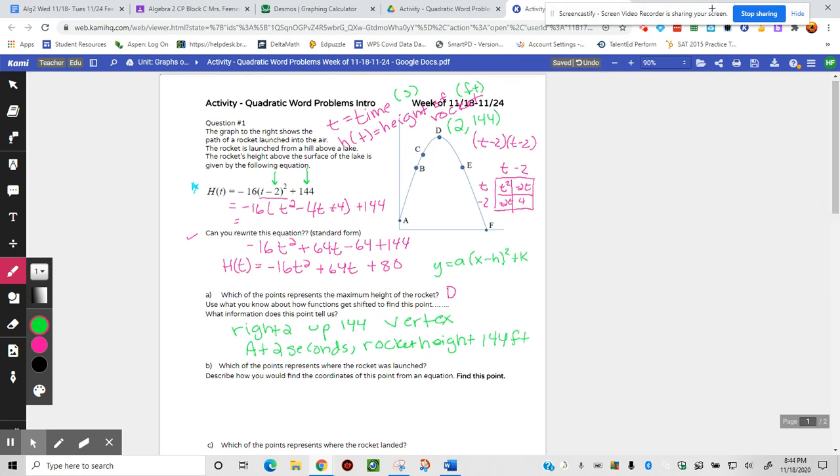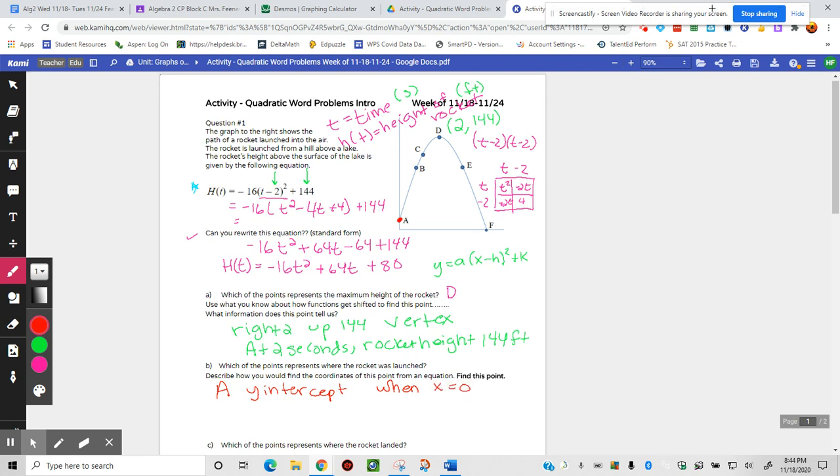Now, if you look at this question, there are lots of other parts to it. Which of these points represent where the rocket was launched from? Well, you can see it right here. This is where my rocket starts, at A. And what point is that? Well, that's your y-intercept. Every time at your y-intercept, that is always when x equals 0, always.